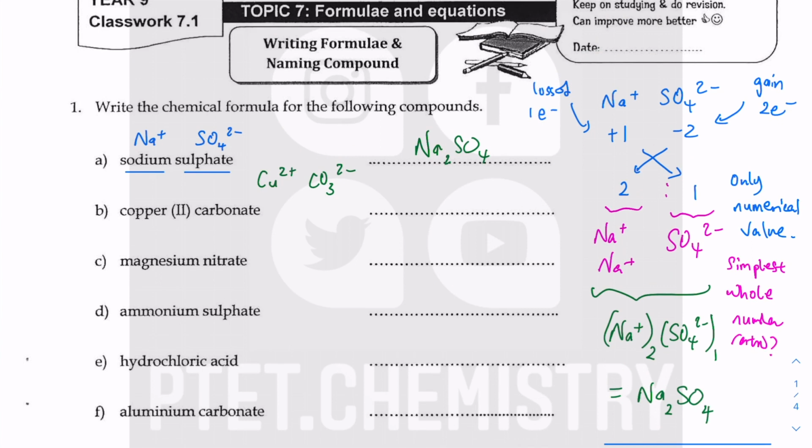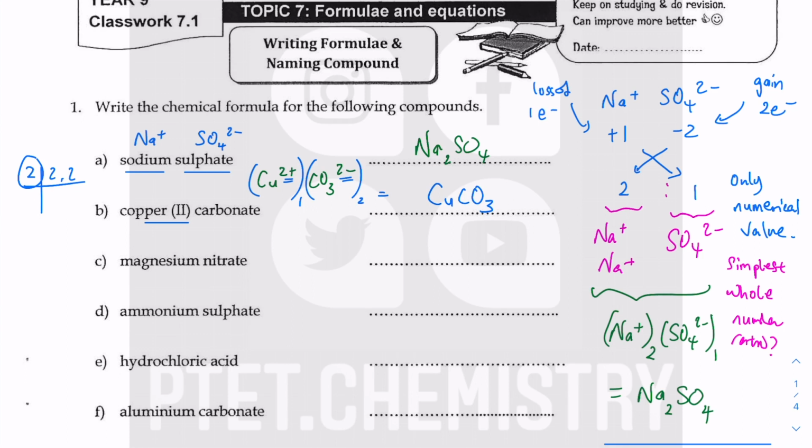Now I have the copper 2 plus here and the CO3 2 minus, which is copper 2 carbonate. Copper 2 refers to Cu2+, so copper 2 carbonate is Cu2+ CO3 2-. The question now is, what ratio do they exist as? I could be thinking about the LCM, which is just 2, and this is already 2 plus, this is already 2 minus. So how many do you need? You just need one of these and one of these, so that is equal to CuCO3.